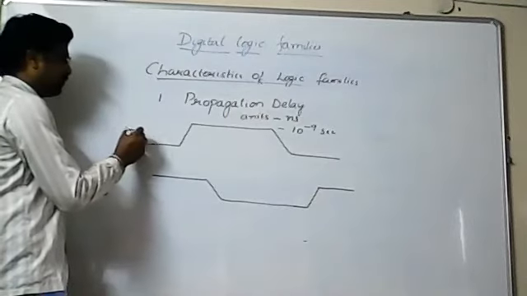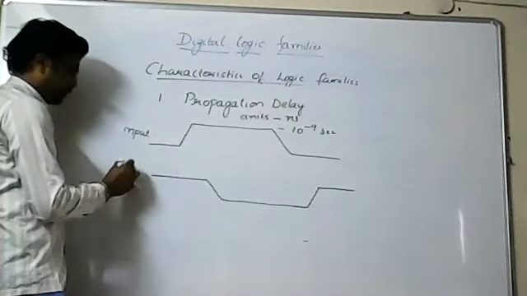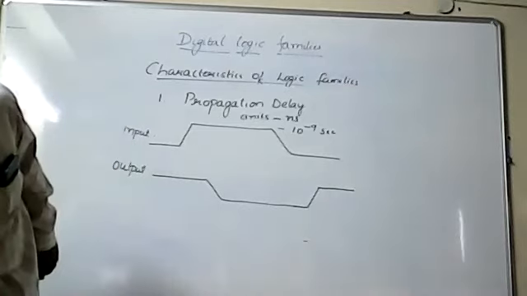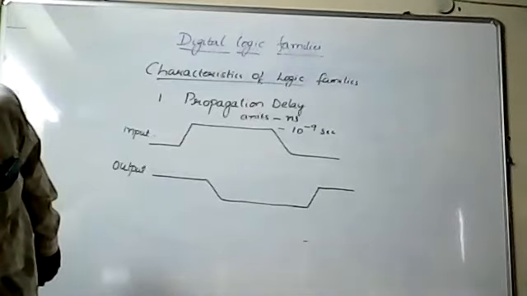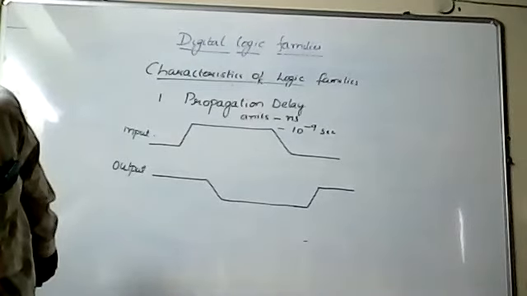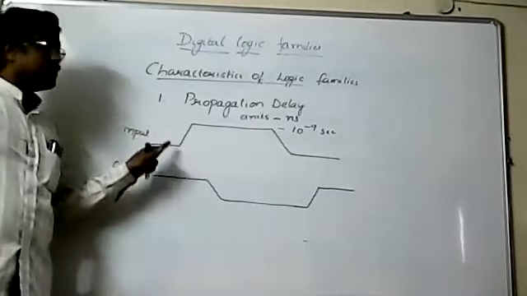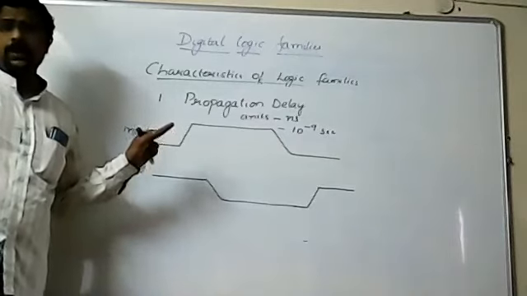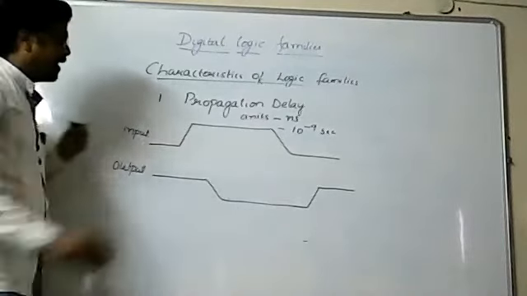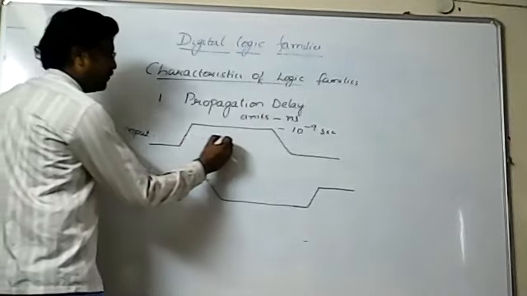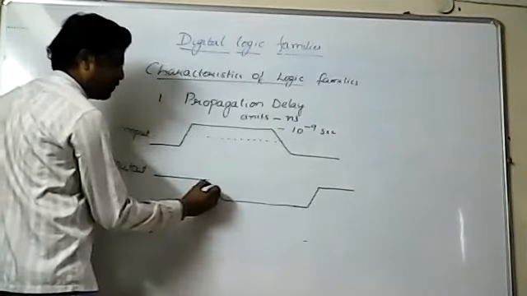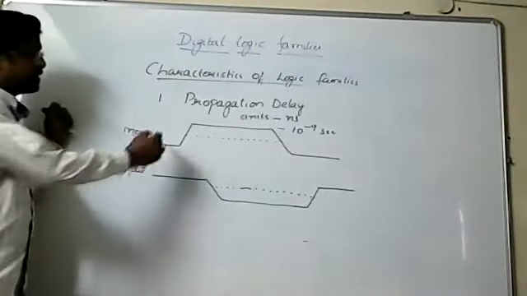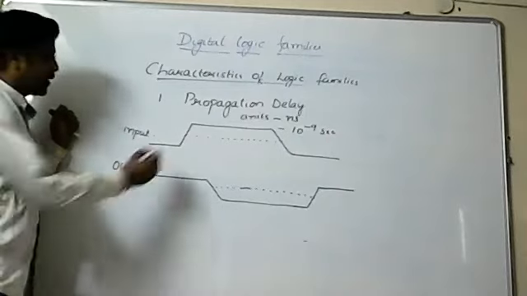This is the input and this is the output. Whenever you want to calculate the propagation delay, take 50% of the input. Exactly mark 50% of the input and 50% of the output.